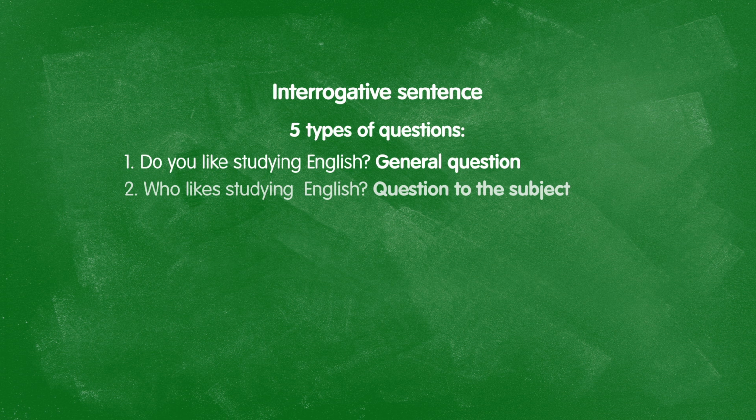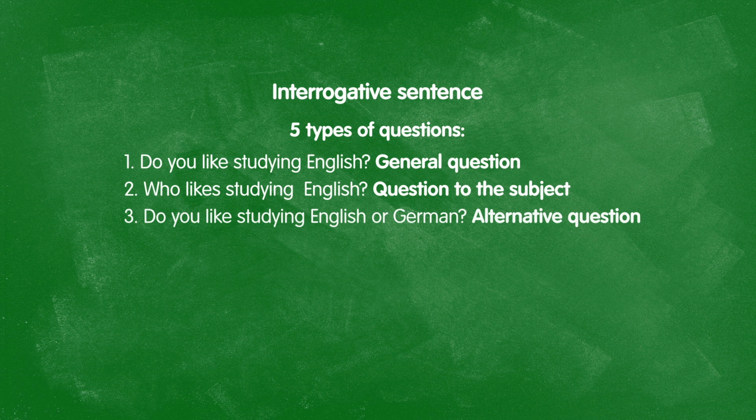I want to know what person I am talking to likes studying English. Another example, do you like studying English or German? Now this is what we call an alternative question. Do you like A or B? And here, the answer should be something like, oh, I enjoy studying English, or I enjoy studying German.